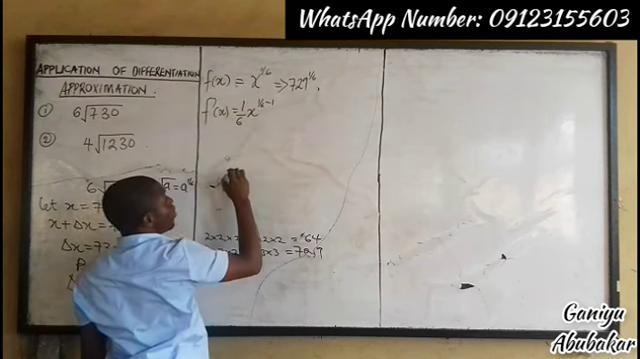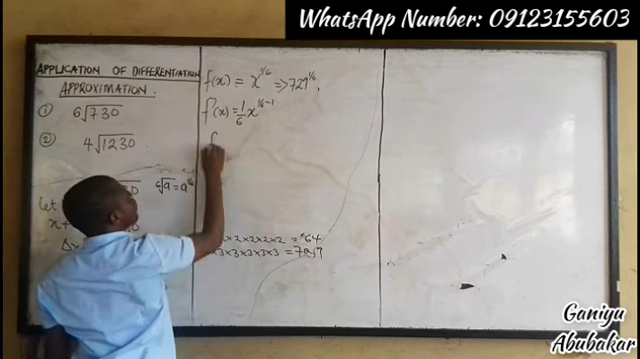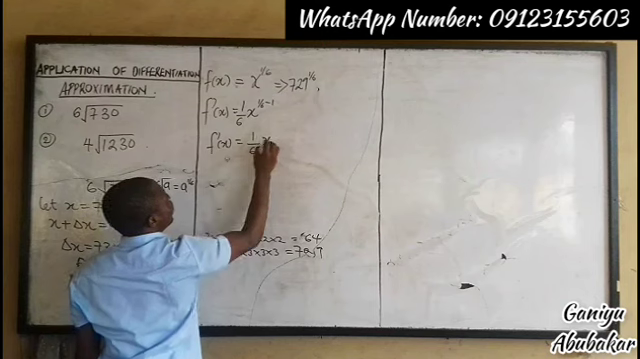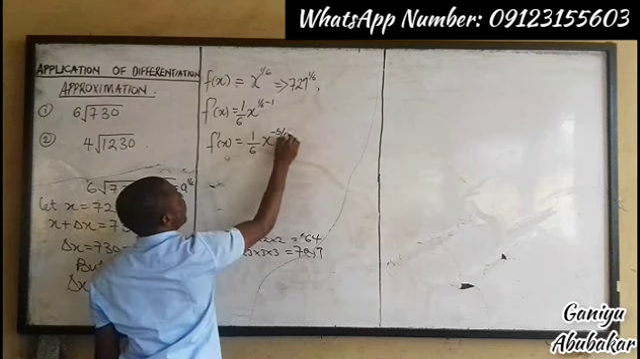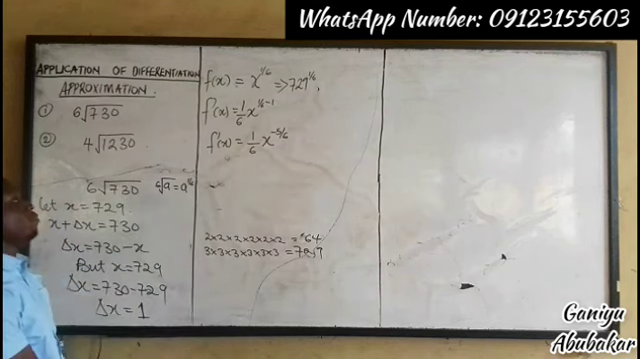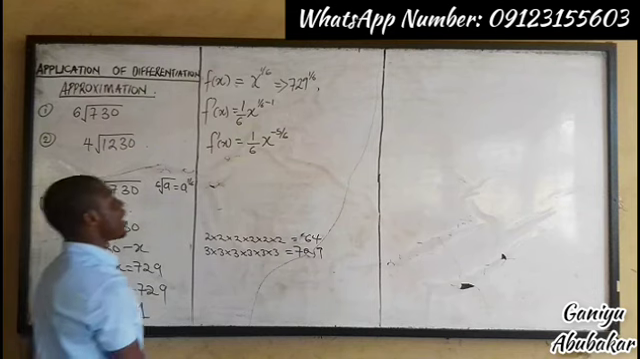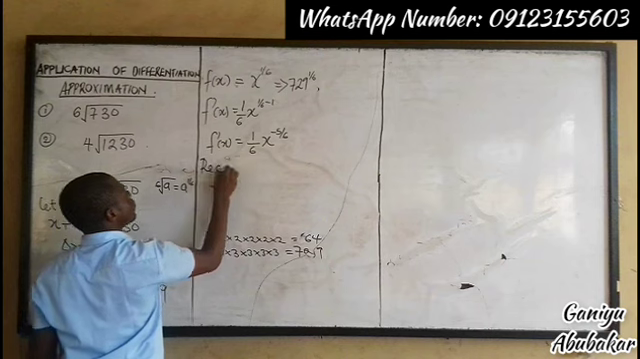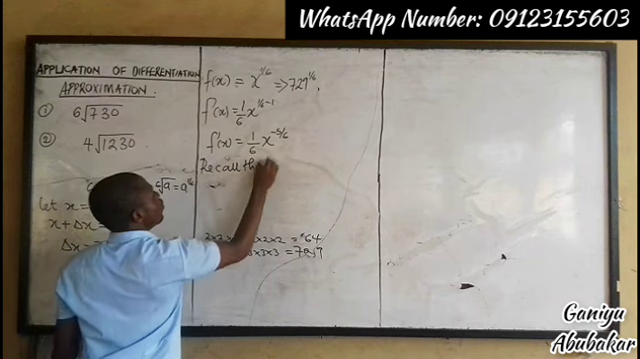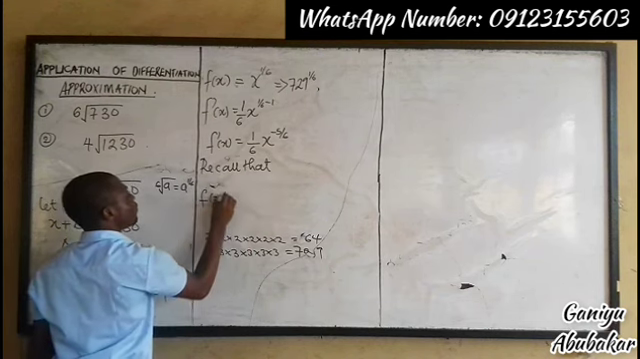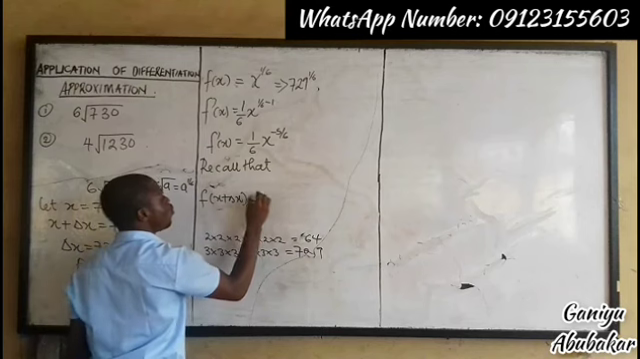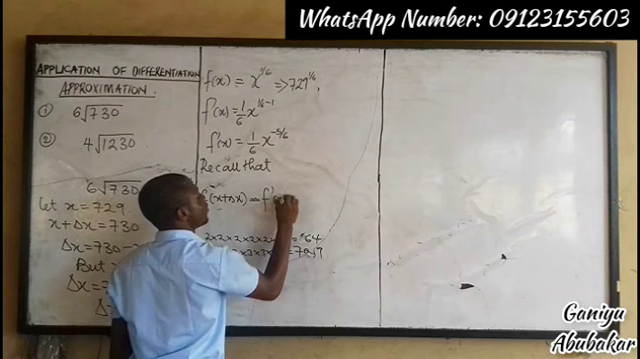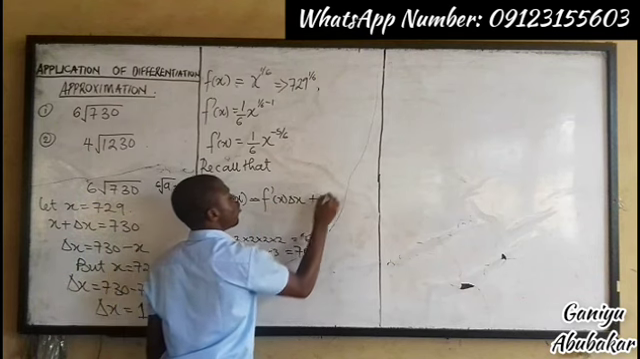Yes, so my f prime of x will be equal to 1 over 6 x to the power minus 5 over 6 as my answer here. Right? So now, what's my next task? Recall our formula. We said f of x plus change in x is approximately equal to f prime of x times change in x, plus f of x.